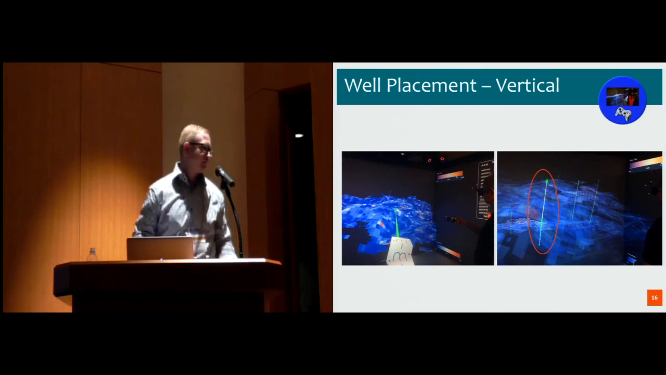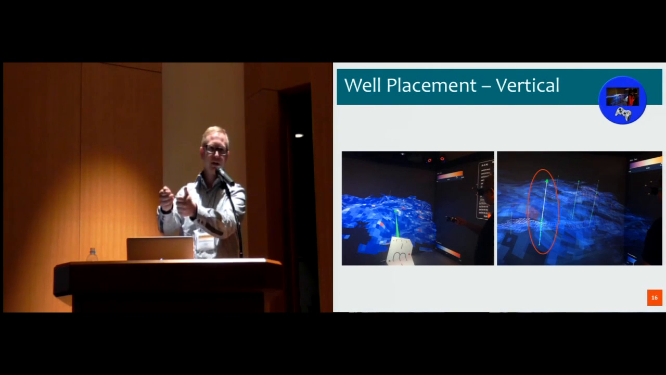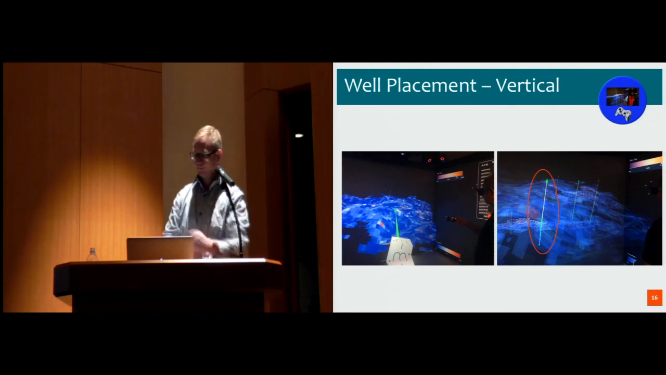Well placement, vertical well placement, quite simple. You just take the ray, find a spot on the top of the current data set, and then press a button, drops a well in.